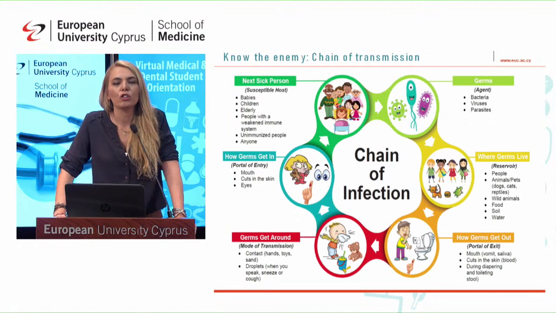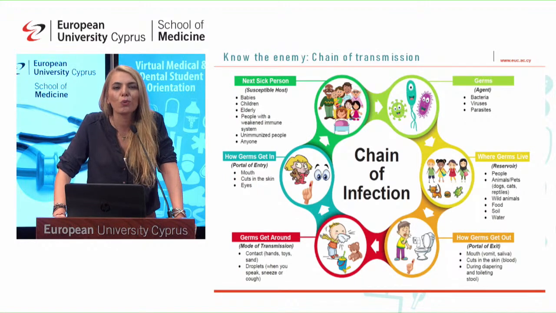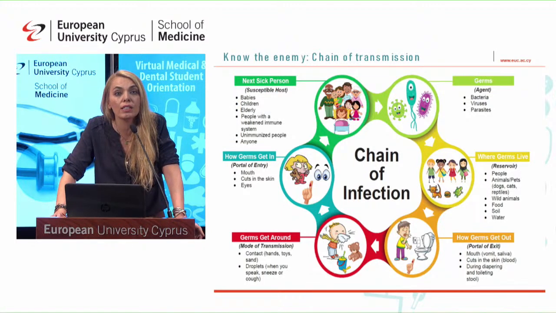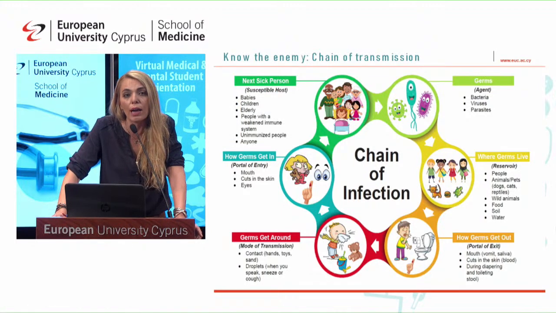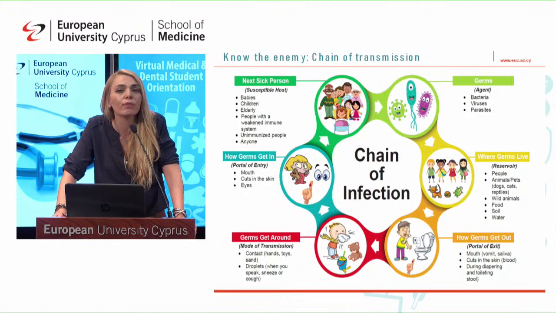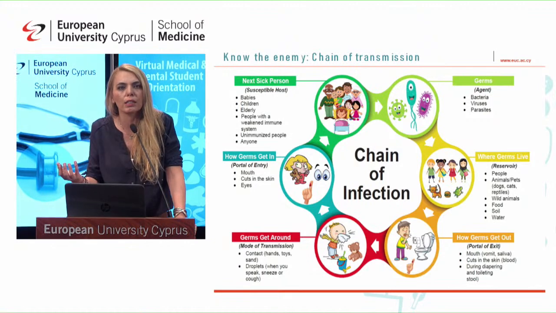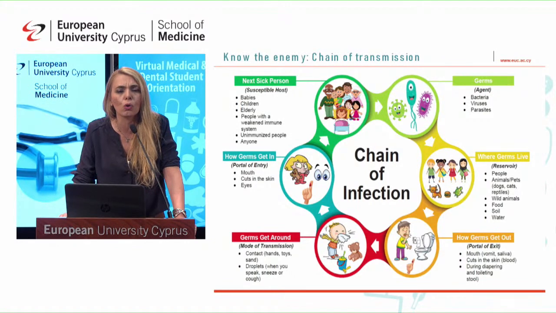The first thing that you will have to keep in mind now during the COVID pandemic, but also in the future, is the chain of transmission for every infectious agent. And you see here on the slide, you have to know the germ. You have to know how it is transmitted from one person to another. You have to know how the bug gets inside our body and outside our body, and what the susceptible host is.